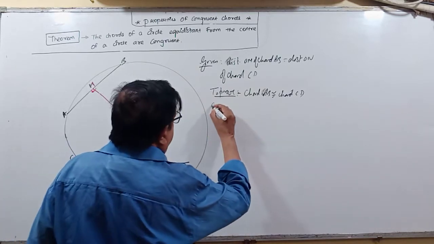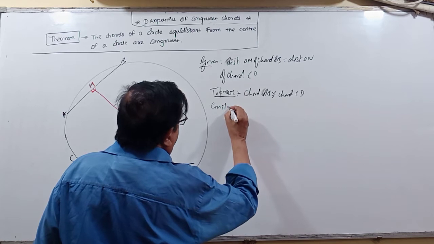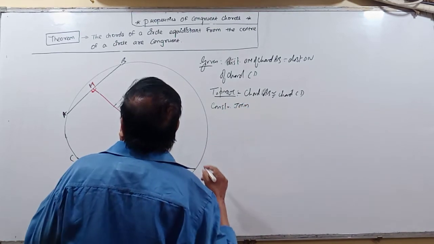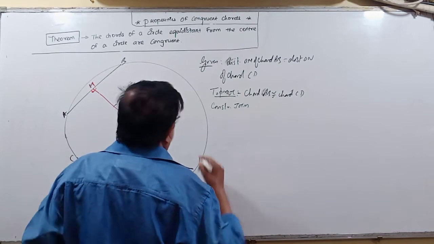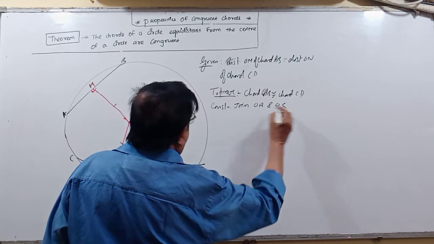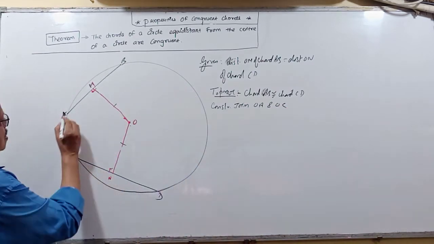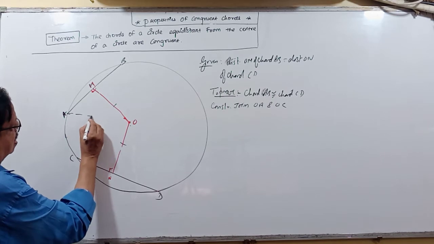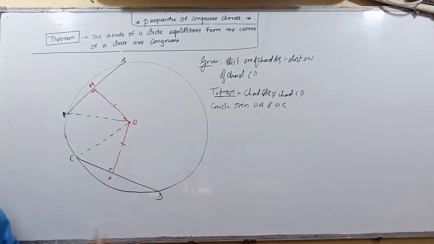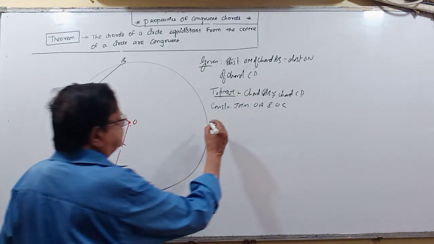Construction: join OA and OC. Join OA and OC. This is constructed. So we have to prove AB congruent to CD. Right. So, proof.